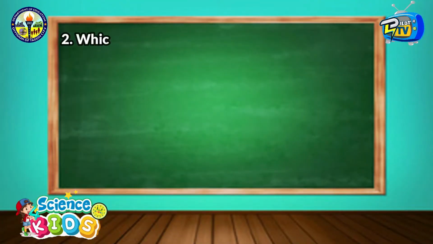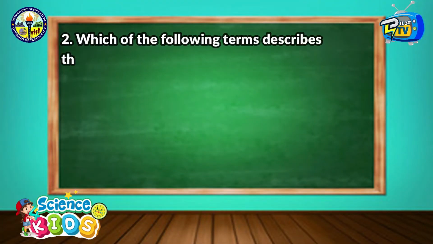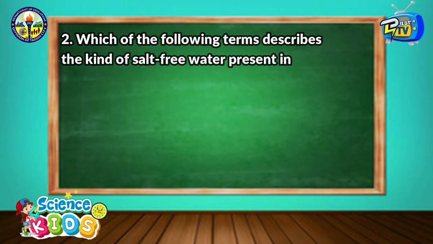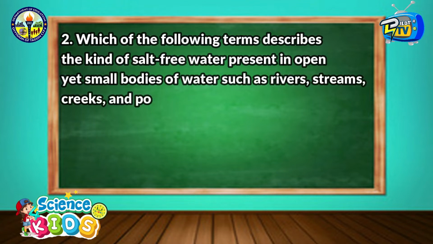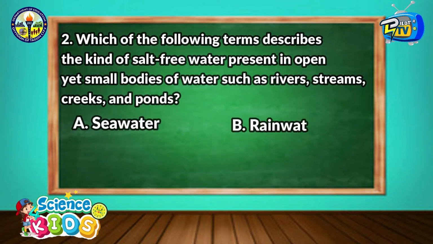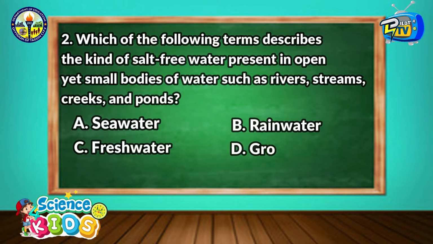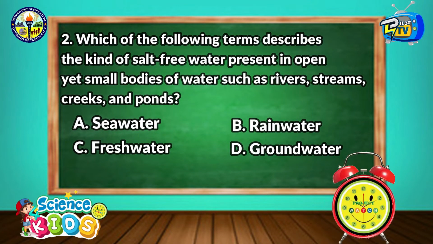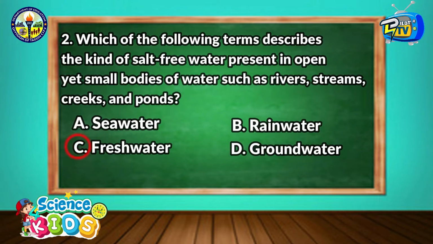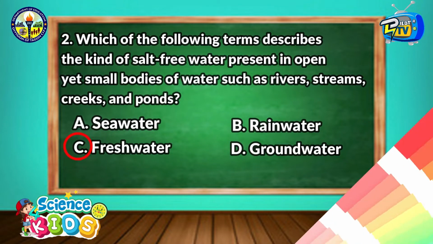Number 2. Which of the following terms describe the kind of salt-free water present in open yet small bodies of water such as rivers, streams, creeks, and ponds? A, seawater. B, rainwater. C, fresh water. Or D, groundwater. Timer starts now. Time is up! What is your answer? Great! It's letter C, fresh water.